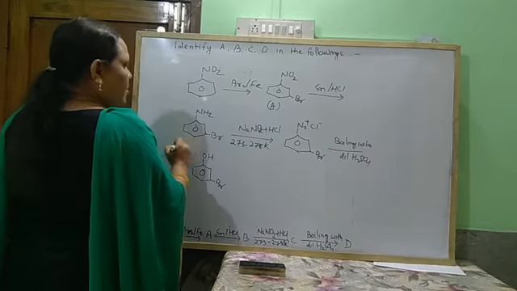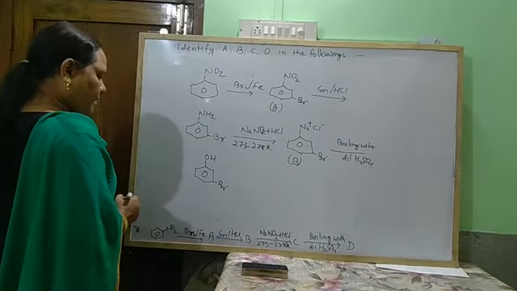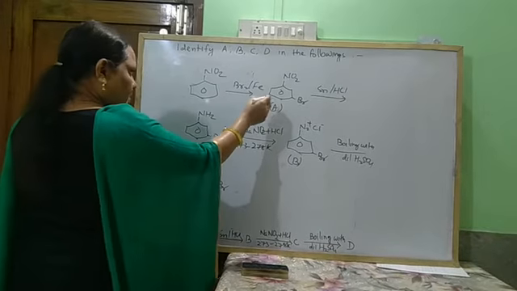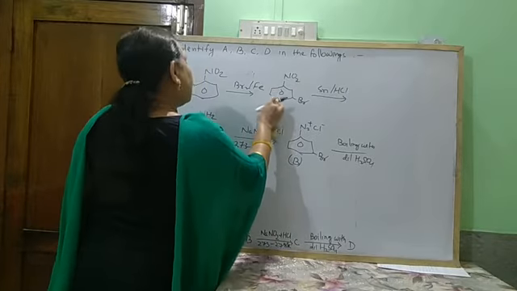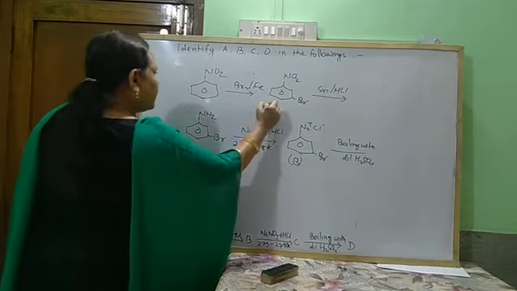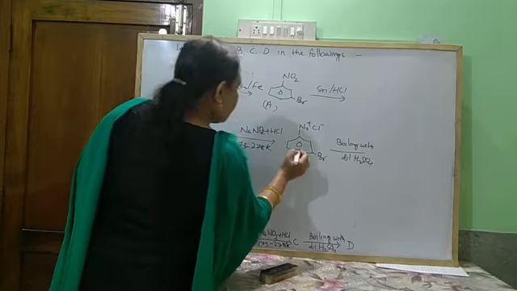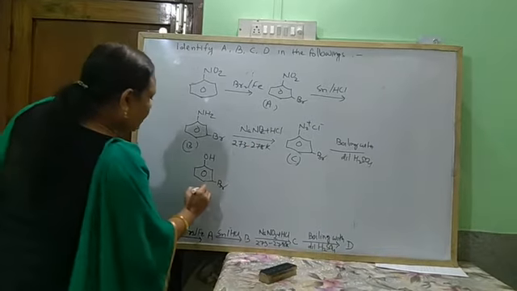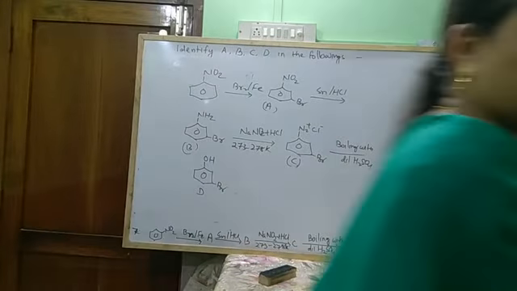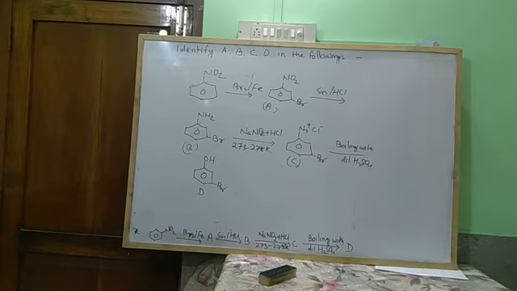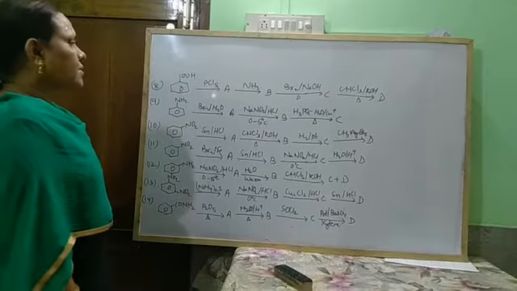So A is metabromonitrobenzene. Then B is metabromoaniline. Then C is metabromobenzene diazonium chloride, and D is metabromophenol. Now, next come to some other questions.